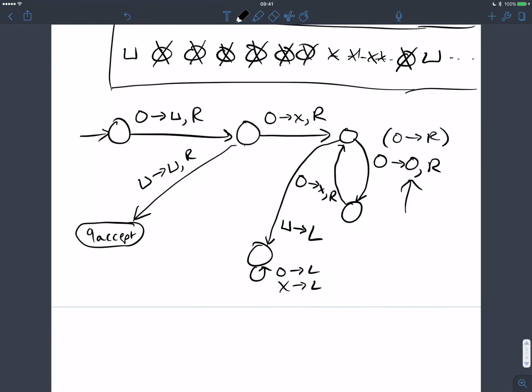Once I zoom past all these zeros and X's, I should see a blank. I'm going to come back once I see that blank. Which direction should I move once I see that blank? Right. Move right. But once I come back, I'm potentially going to have some X's along the way. Should I change any of those X's? No. So what should I do once I come back and see X's? I should just go past all of those. So on these other states, I'm going to have transitions where I just go past all the X's because I don't care about the X's. As well as these other two states.